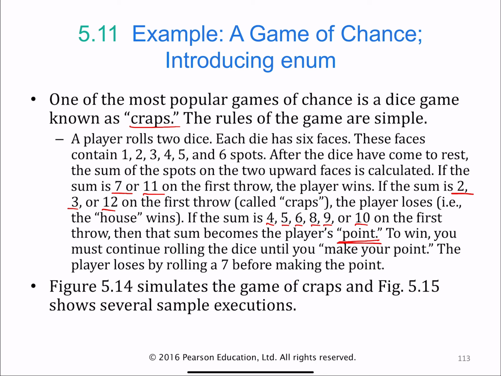What you do now is you keep repeatedly rolling the two dice until one of two things happens. Either you get the same number of points again and you win the game, or you roll a 7 and you lose the game. So win or lose.